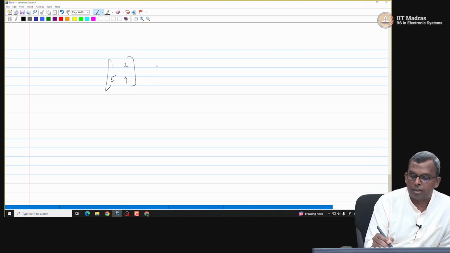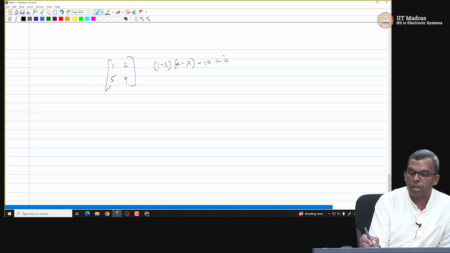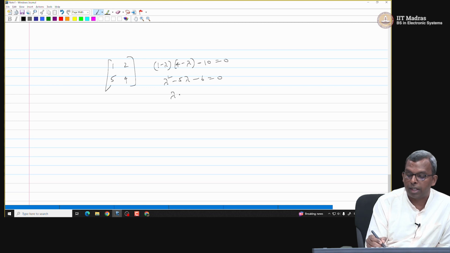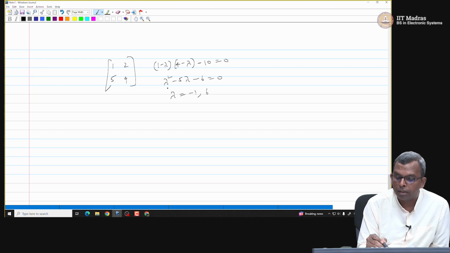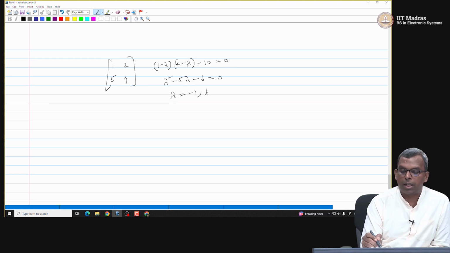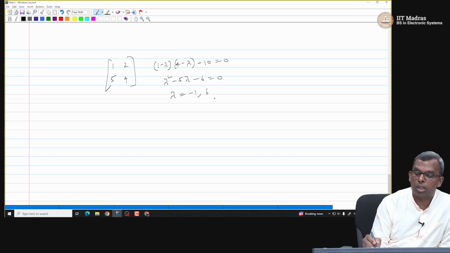If you try to find the eigenvalues here, you are going to get (1 minus lambda)(4 minus lambda) minus 10 equals 0. So, this is going to be lambda squared minus 5 lambda plus 4 minus 10, so it is minus 6 equals 0. Here you get a nice solution. So, you get lambda is minus 1 and plus 6, I think that is correct, 36, yeah, that is correct. Minus 1, 6. So, these are the two eigenvalues.